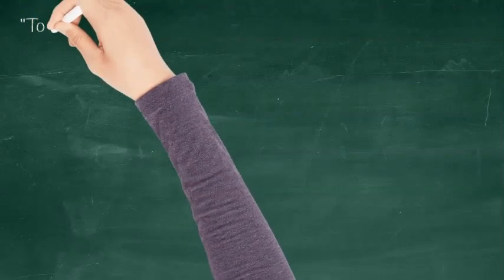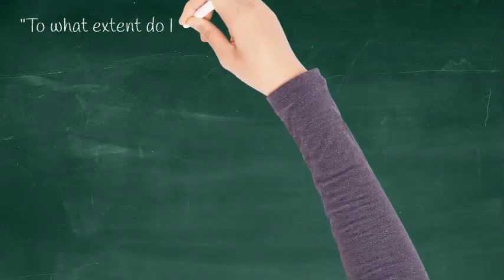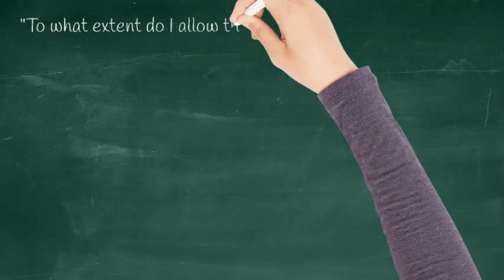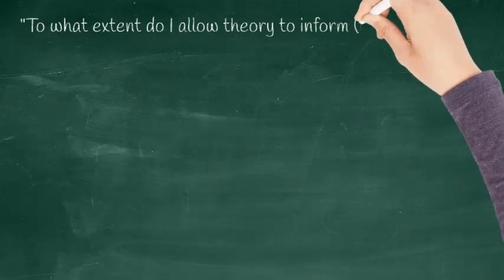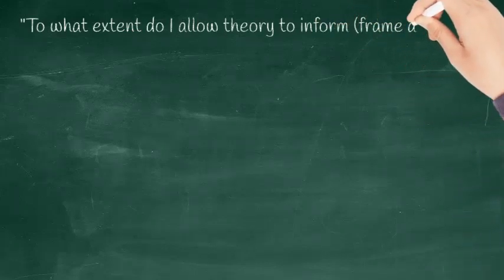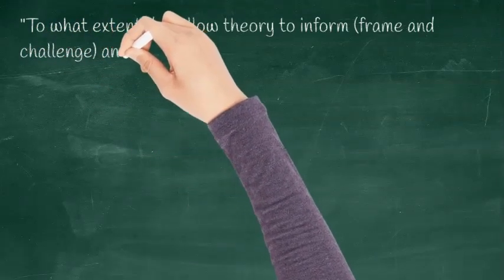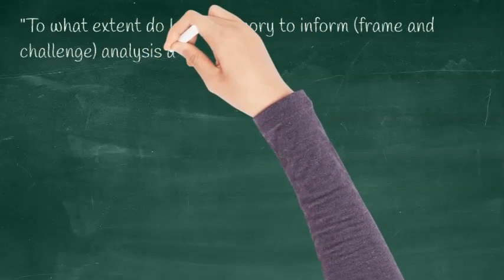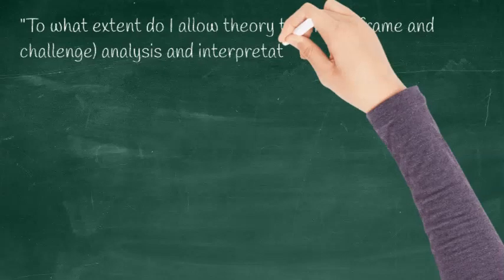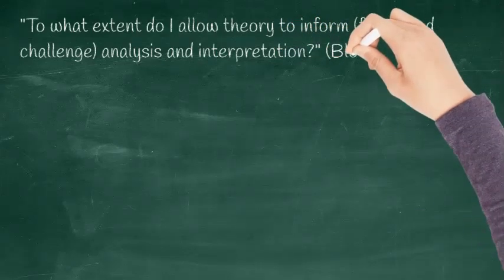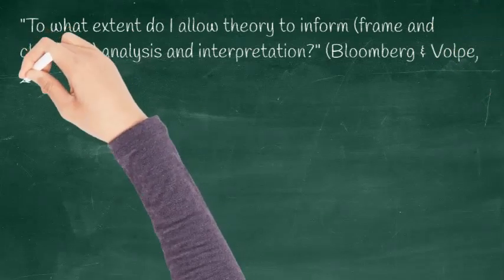To what extent do I allow theory to inform, frame, and challenge analysis and interpretation? The researcher's theoretical approach will depend on the research question, the research design, and the data itself. In some cases, a theory may provide a framework for understanding the data and developing research questions. For example, a researcher conducting a study on the experiences of low income families may use social capital theory to guide the analysis and interpretation of the data, focusing on how social networks and resources impact the family's experiences.